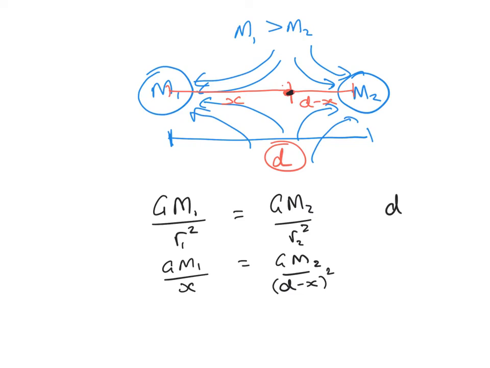And just to remind you, I know you're in senior, but (d minus x) squared does not equal d squared minus x squared. It equals d squared minus 2dx plus x squared. Now cancel out the G's and you get this expression.